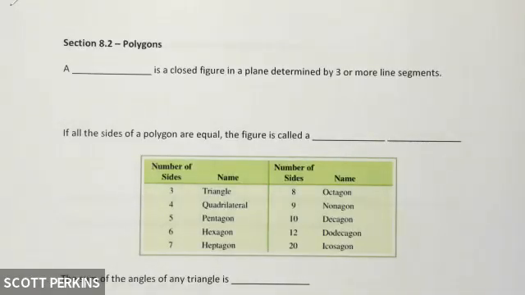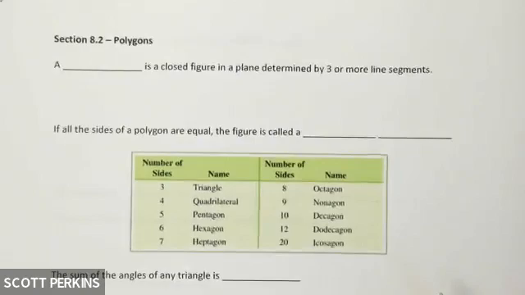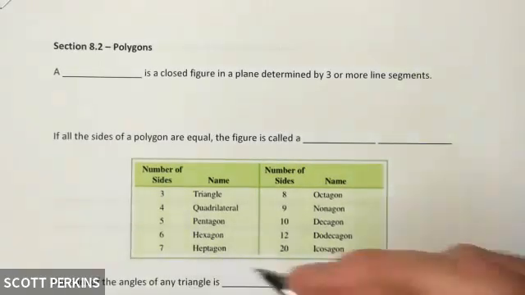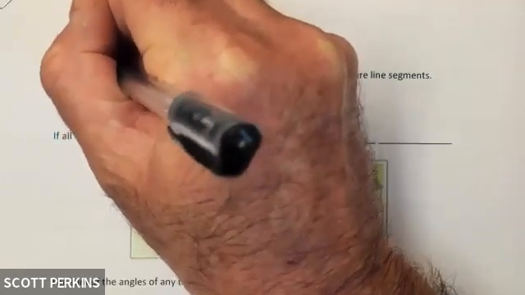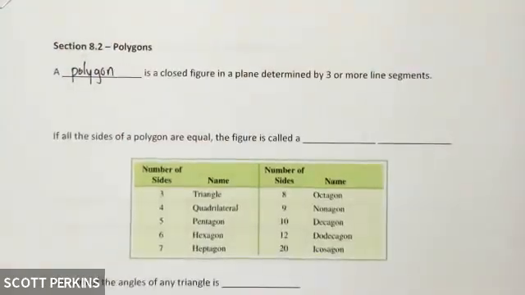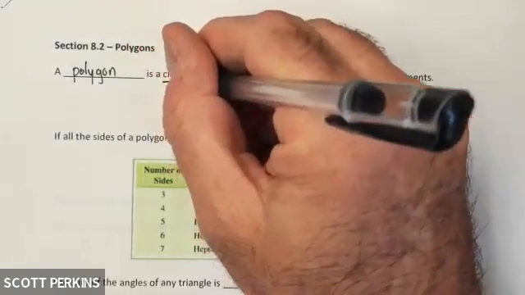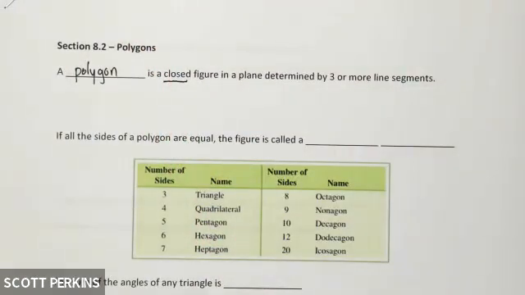So section 8.2, we're going to finish up talking about these two-dimensional figures that are in the plane. And what we're going to talk about here is what's called polygons. To define that, a polygon is a closed figure. What that means is there's no openings in it. So it's a closed figure in a plane determined by 3 or more line segments.